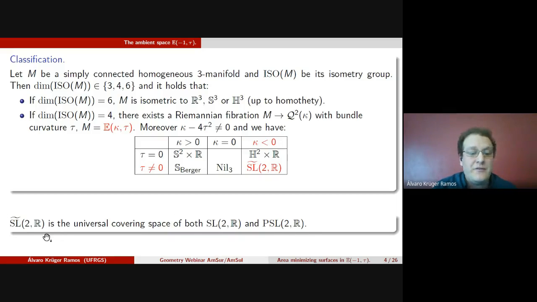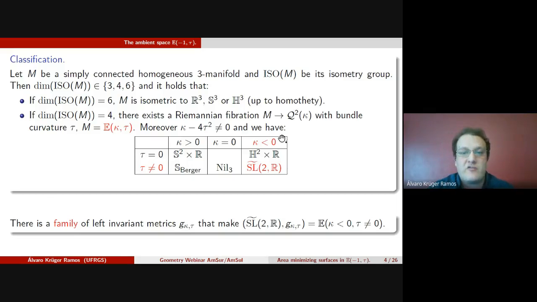So it is itself a Lie group, but I am still not talking about metrics. What are the metrics in SL2R tilde that make it an E kappa tau space? It's not every metric, and that's why I don't like to call this space SL2R tilde, because that is a Lie group structure. SL2R tilde is just a Lie group. There is no metric in this name, and it's not every metric in this space that has a four-dimensional isometry group.